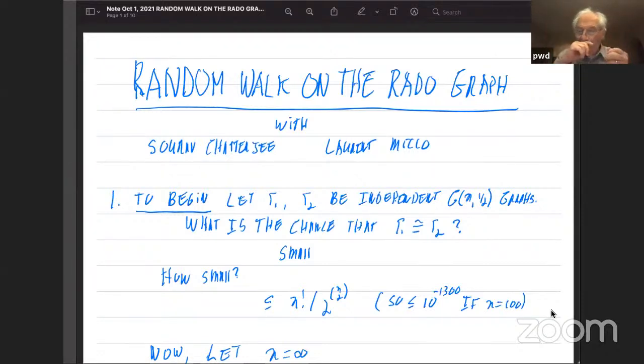Intuitively, it's small. And if you ask how small, well, whatever the first graph is, the chance that the second graph matches it, it's a random graph. So the chance of any random graph is 1/2 to the C(n,2). And then there are at most n factorial ways of relabeling the vertices. So the chance that they match is at most n factorial over 2^C(n,2). And just to remind you how small that is, when n is 100, that's 10^-1300. So it's small, it doesn't happen, right?